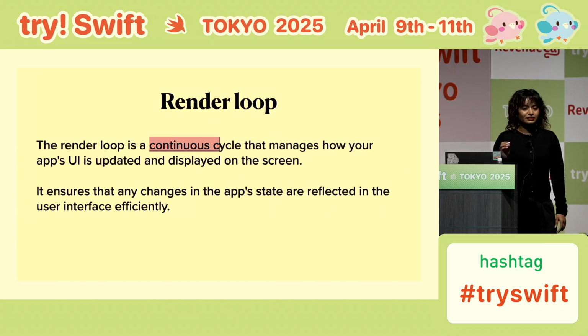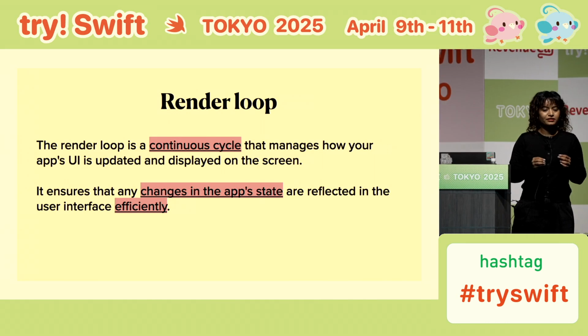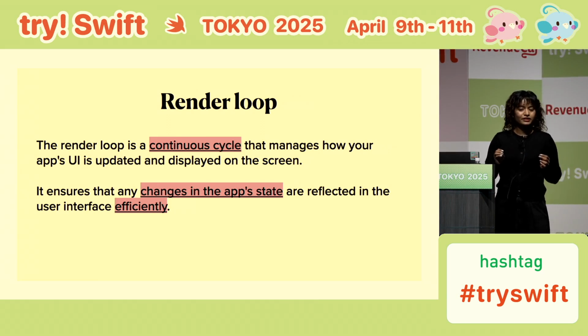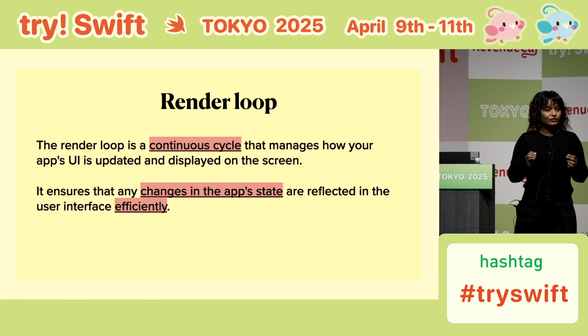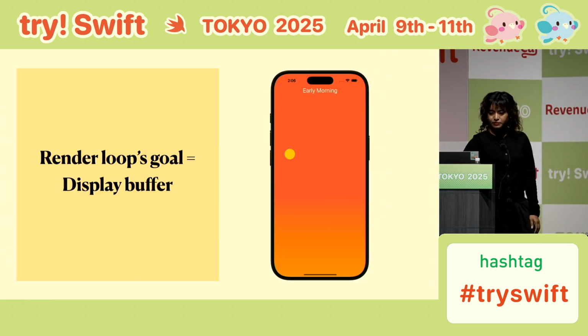And this is its technical definition. The render loop is a continuous cycle that manages how your app's UI is updated and displayed on the screen. It ensures that any changes in the app state are reflected in the user interface efficiently, right? Some keywords there that we've highlighted.